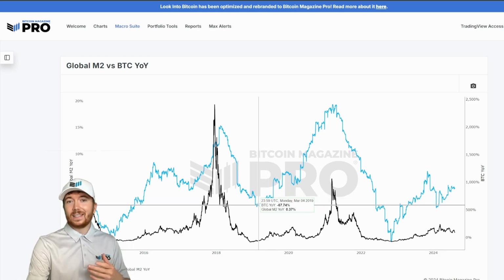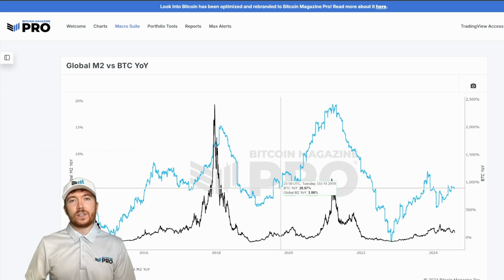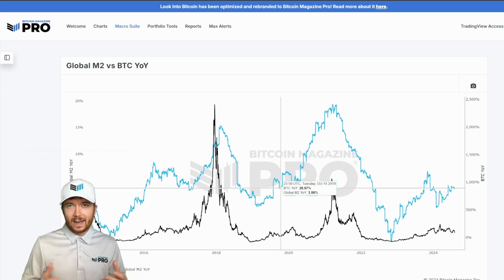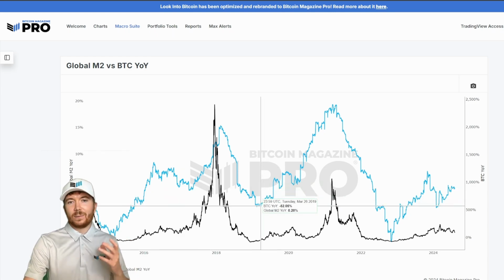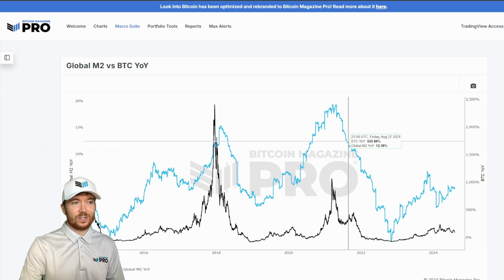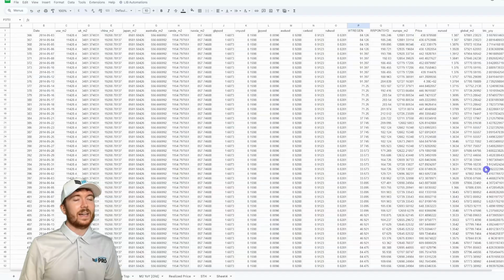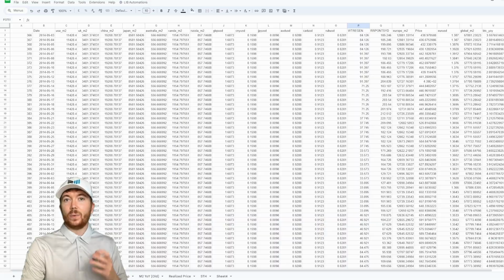And as we can see by this near perfect correlation between the global M2 money supply, or the total circulating supply of fiat or cash equivalents throughout all major global economies, this is very much a driving factor for the BTC price appreciation or depreciation, depending where we are in the cycle. And I actually like to use the Bitcoin Magazine Pro API that is available with a site subscription.